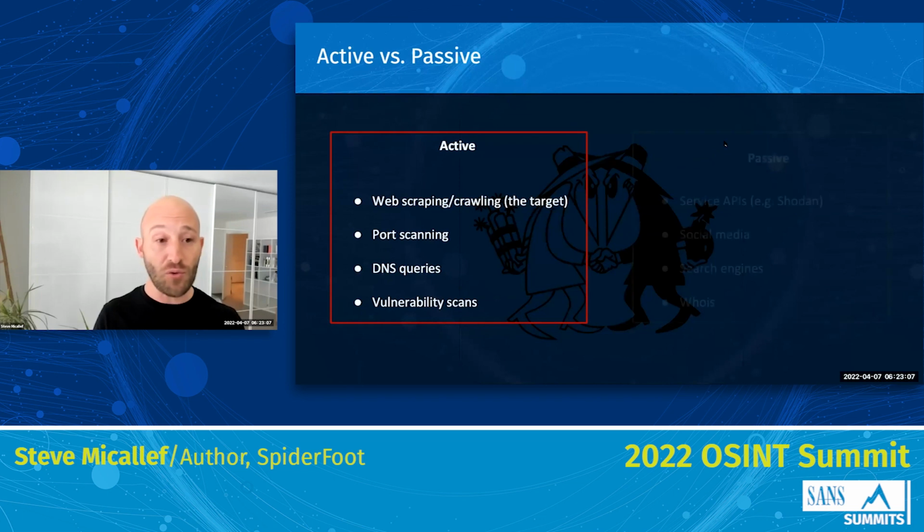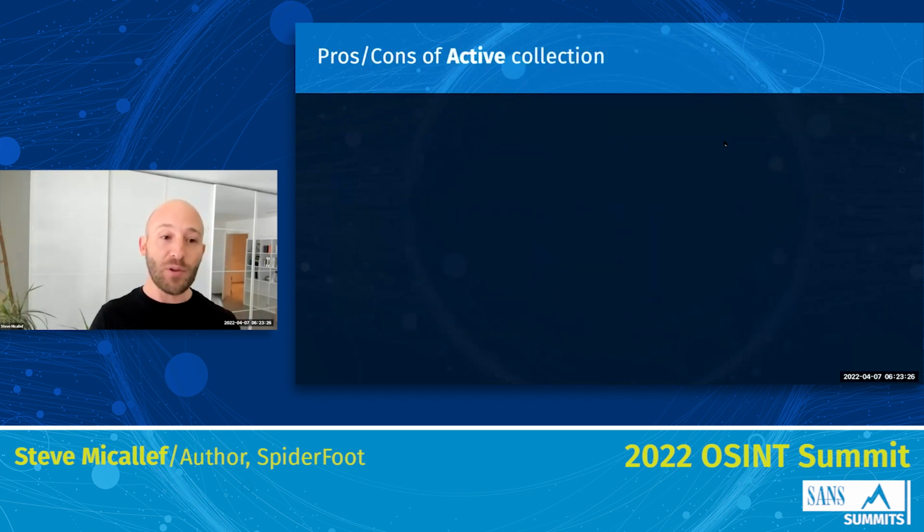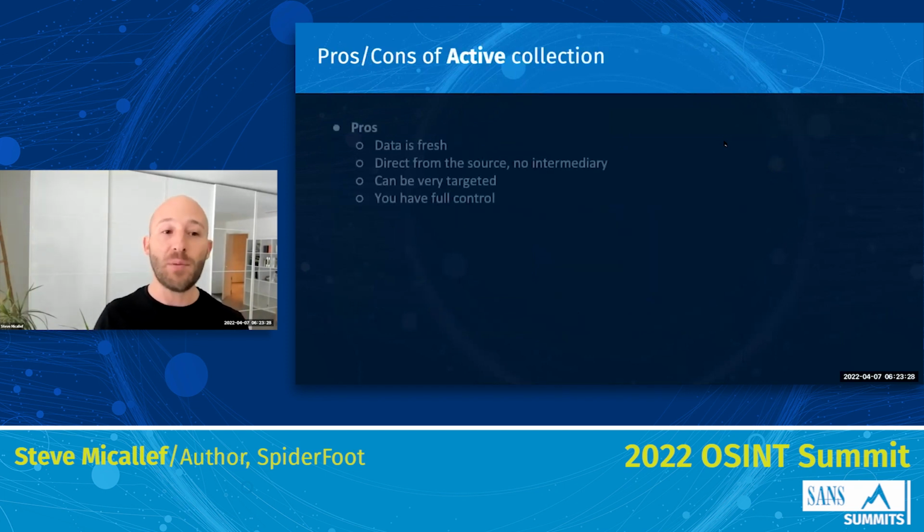And then you do the passive approach, which means, okay, maybe the target doesn't even know that you're actually targeting them and you're querying these third-party services that have already collected data on that target for you. Or maybe like social media, that target has provided the data to the platform and you're just getting the data from the platform. And I think with both approaches, they have their pros and cons, right?